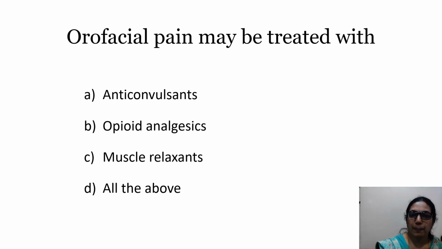Next, orofacial pain may be treated with anticonvulsants, opioid analgesics, muscle relaxants or all the above. As we discussed, the answer is all the above. All these drugs will be given to these patients because the pain is present chronically, and also there are many reasons for the orofacial pain.